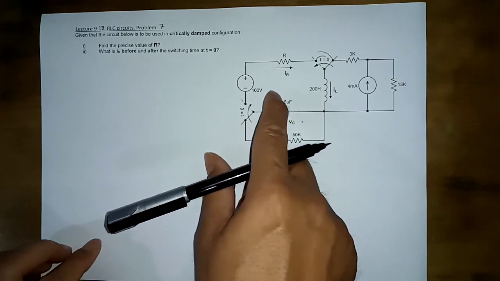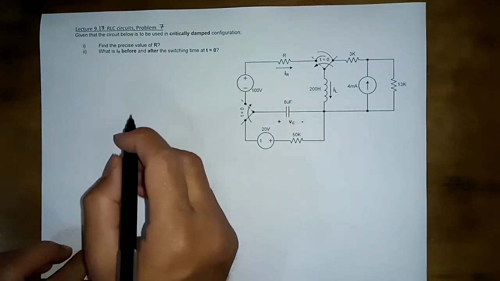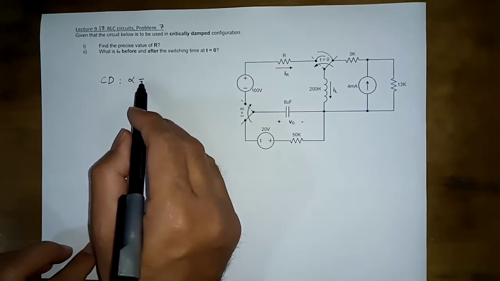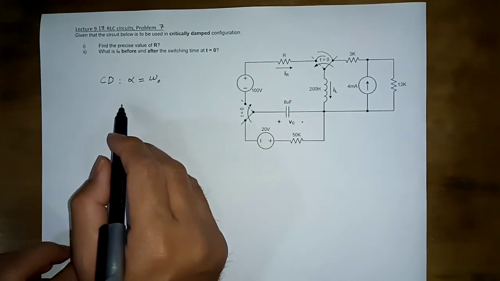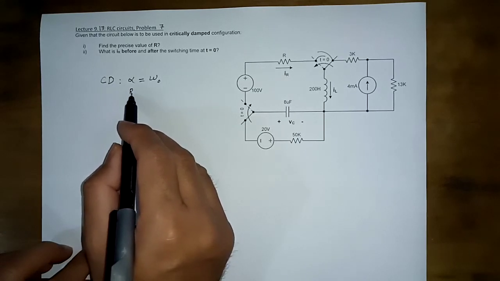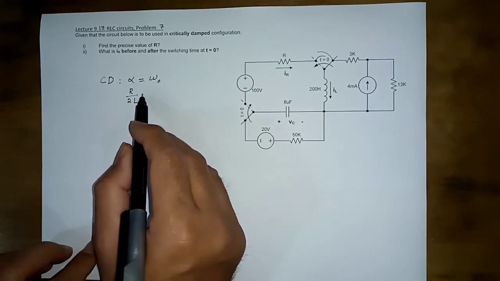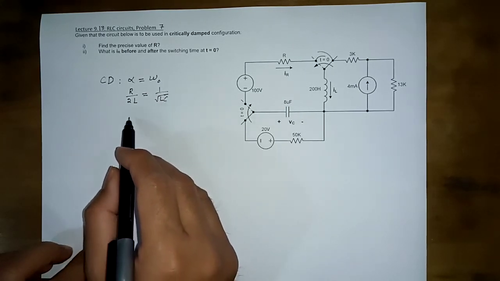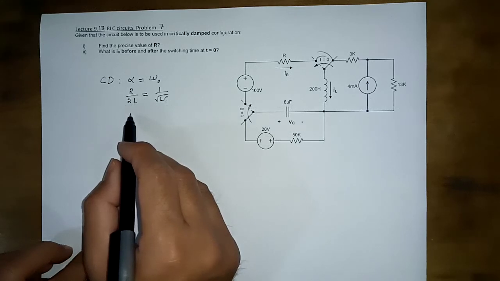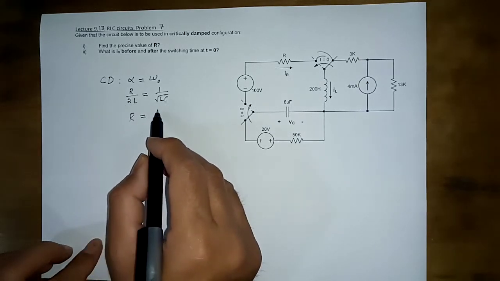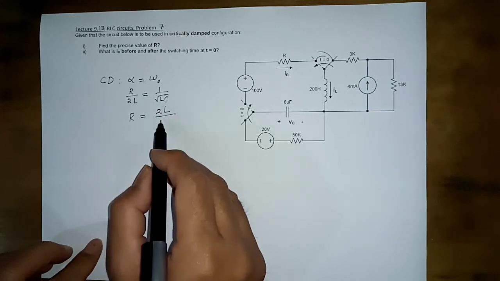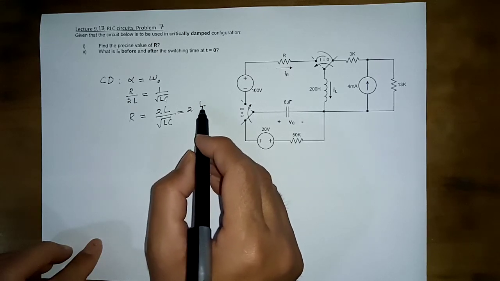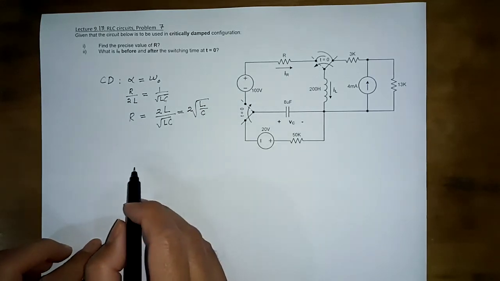But right now the question is, this circuit is a series RLC circuit, is critically damped, and for a critically damped circuit the condition is alpha should be equal to omega 0, and for a series circuit alpha is R over 2L, and omega 0, for all types of circuits, is 1 over square root of LC, so we can say that R must be equal to 2L over square root of LC, or 2 times square root of L over C.